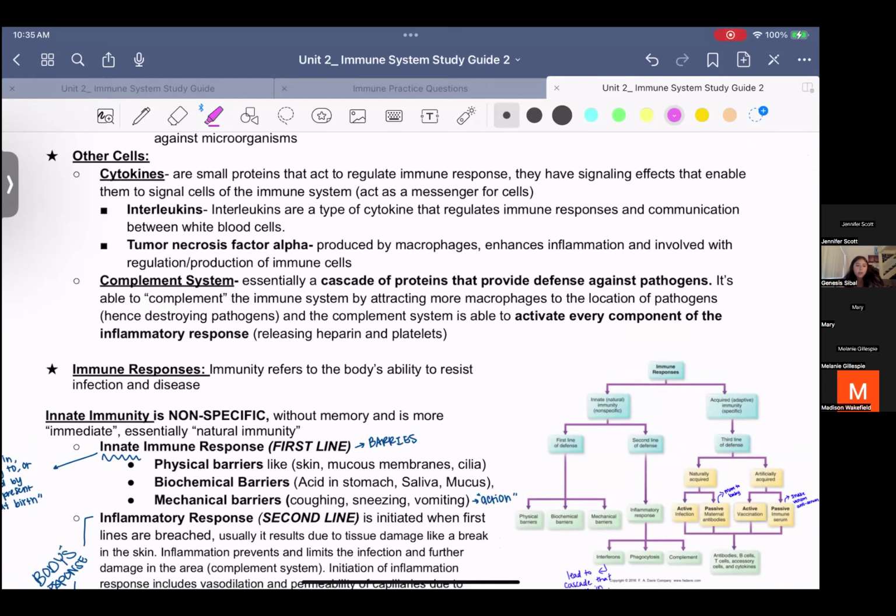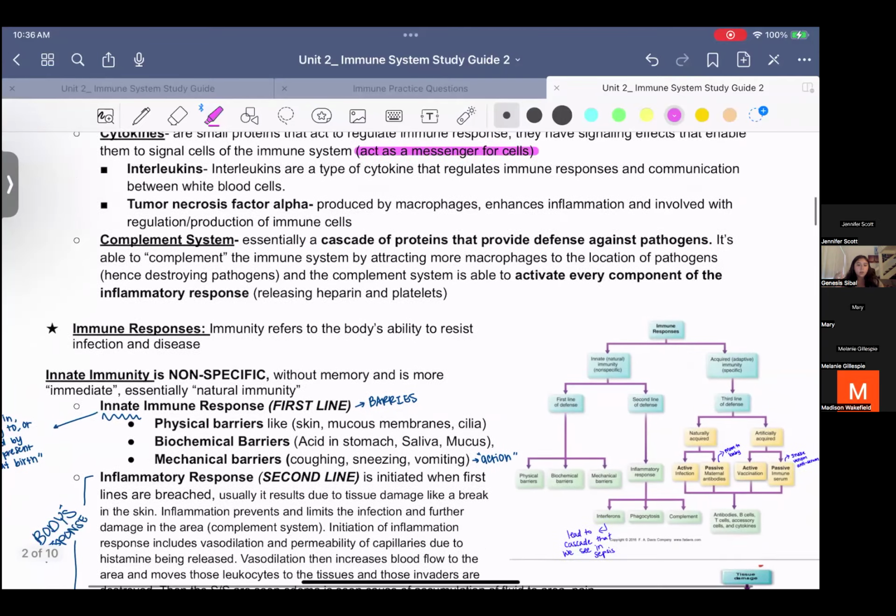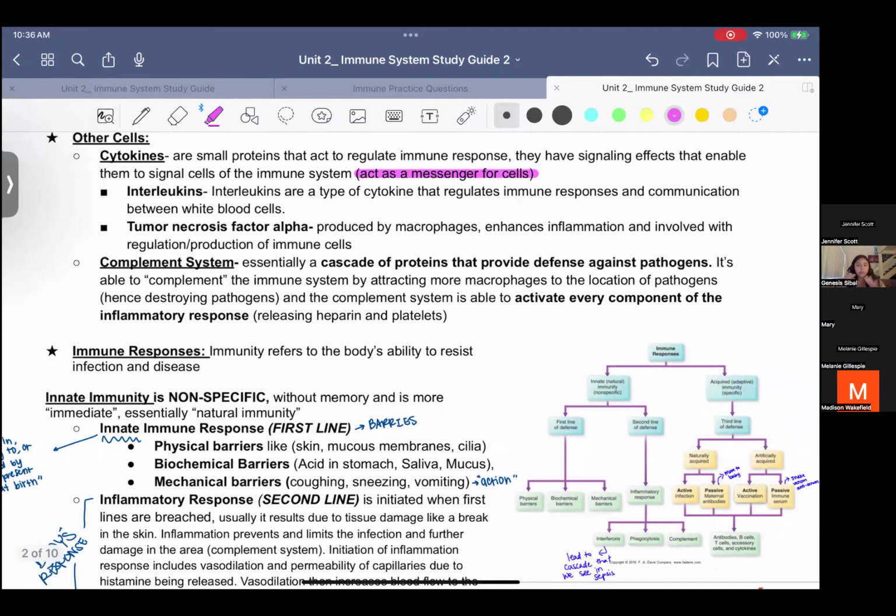For other cells, cytokines are small proteins that help to regulate the immune system and the response. They have signaling effects that enable them to signal cells. So essentially, they just act as a messenger of the cells. They're communicating with one another, saying, hey, this is an invader. We need to send those T cells, those B cells to go help and attack that. So interleukins are a type of cytokine, so they go under that and help with that communication. And there's another thing, you don't have to know this, tumor necrosis factor alpha is made by those macrophages, but it also helps with the inflammation response and the immune response overall. So cytokines just act as messengers. Just remember that, they just act as messengers.